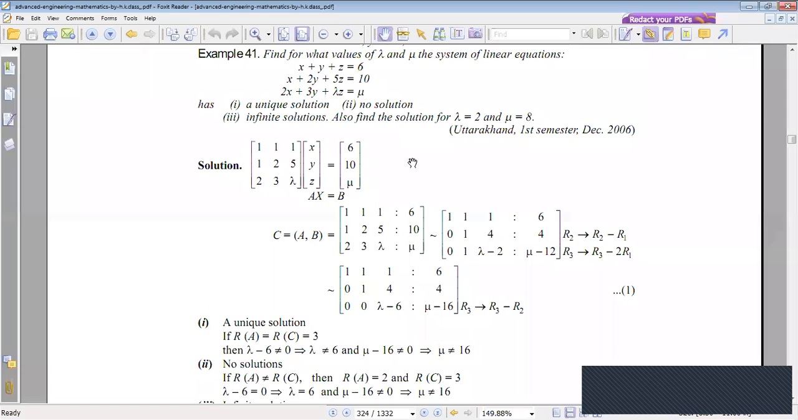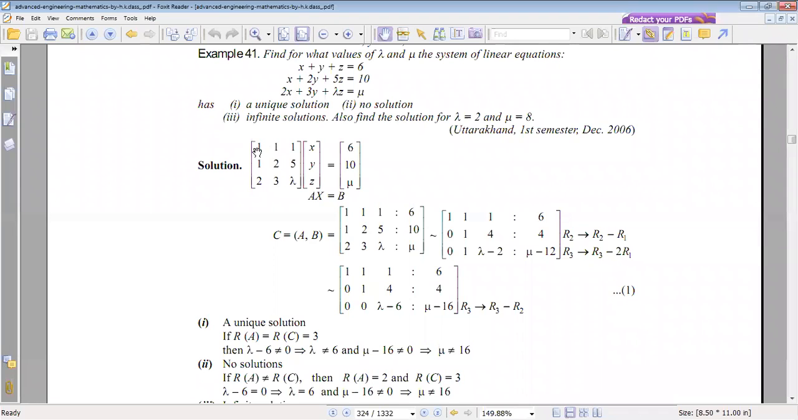Okay, so at first we have to write this in matrix form. See here, the coefficients of x, y, and z are 1, 1, 1. Here the coefficient of x is 1, y is 2, and z is 5. And here the coefficient of x is 2, y is 3, and z is lambda. And the right side is 6, 10, mu. Clear? So as a whole, this system can be written as Ax equal to B.